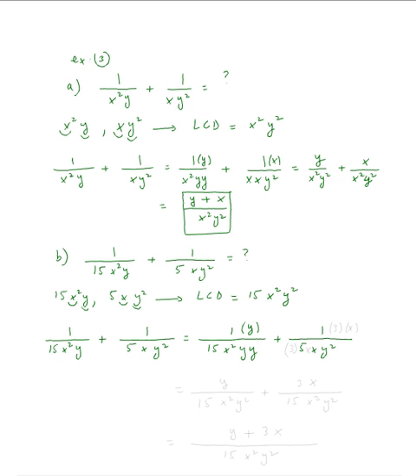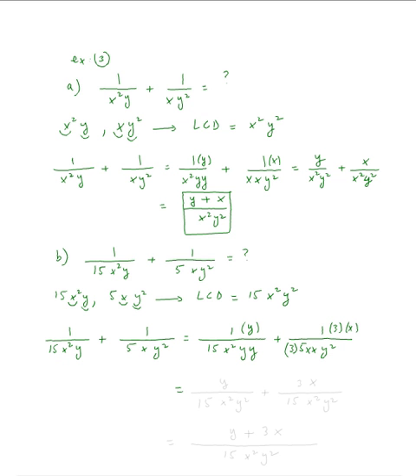For the second term, I got a 5 and I need to get a 15. So I multiply by 3 to get a 15. So I multiply the top by 3. And I'm missing an x. So I multiply this by x. I multiply the top by x.